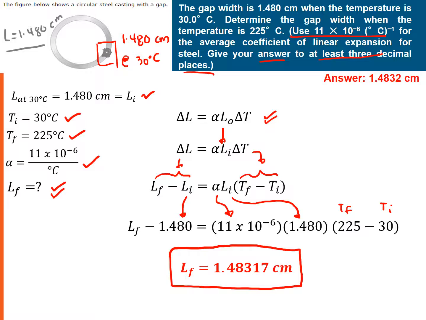Once again, we translated the gap as a piece of missing circular steel, and this missing circular steel will undergo linear expansion, and therefore we treat it using the equation for linear expansion, and therefore we have solved our problem.